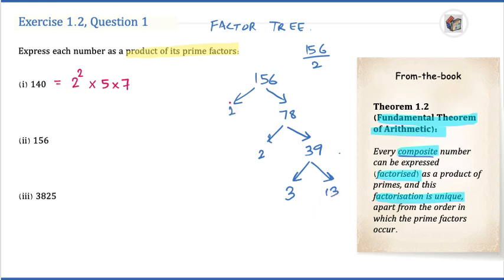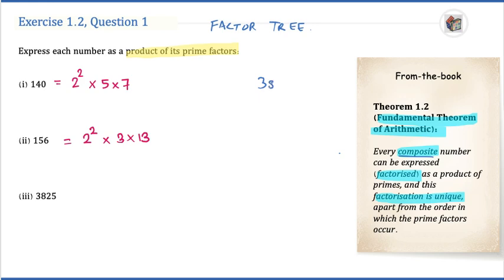Now all the numbers that we have at this stage are prime numbers, so we cannot break any of them further. So when we write the prime factorization, it is 2 squared again because you again have 2 of them, times 3 times 13. Let's go to part 3.